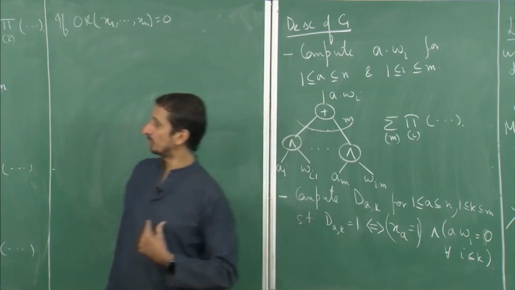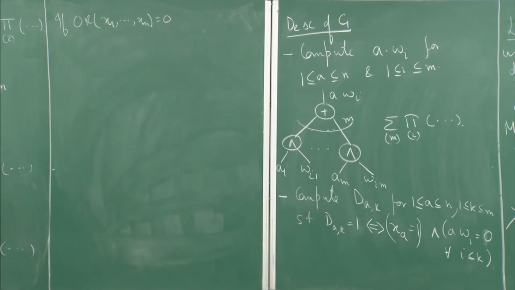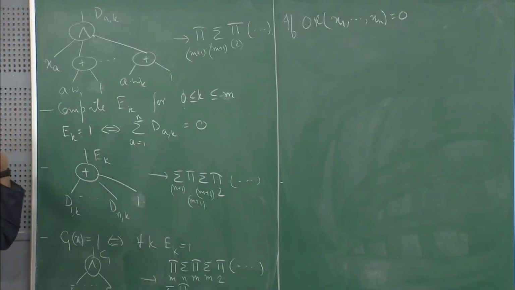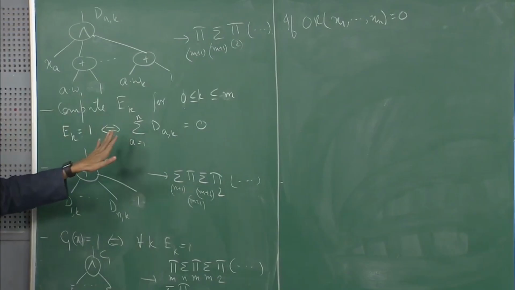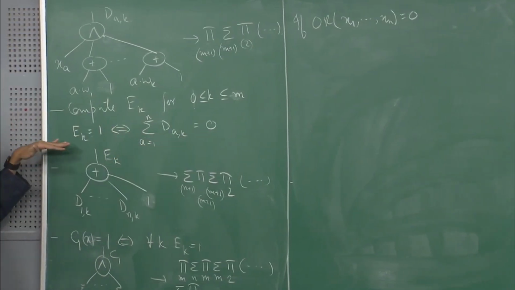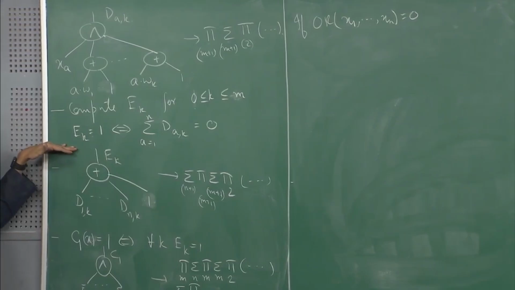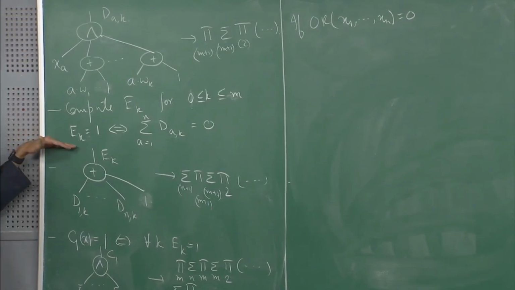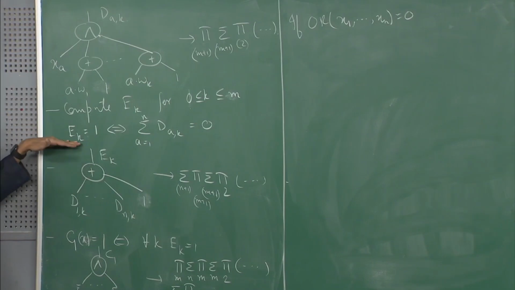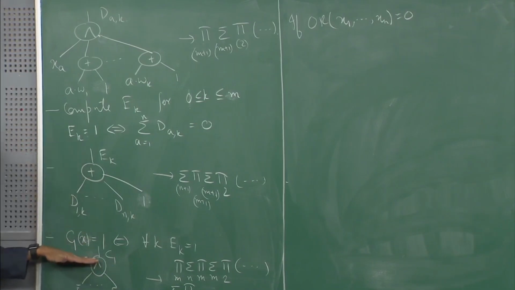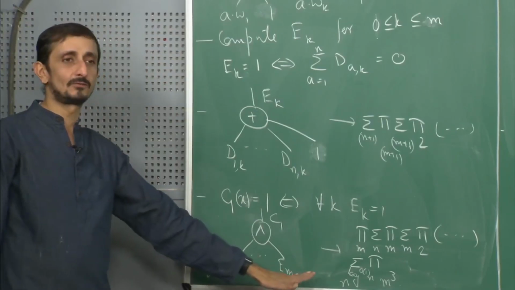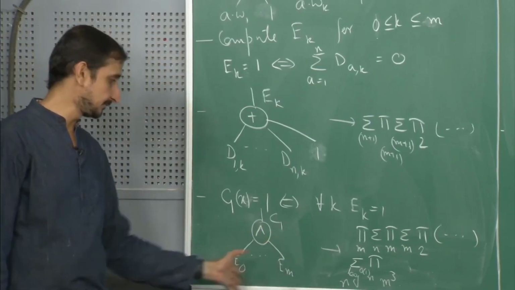Because the first predicate is false, DAK will be 0. If DAK is 0, what will be the value of EK? And note that DAK is 0 for all AKs. So, this sigma is always 0. So, what will be EK? EK will be 1. So, for all K's, EK will be 1. If for all K, EK is 1, what is the output of C1? C1 is 1 because it is the AND of all the EK's.